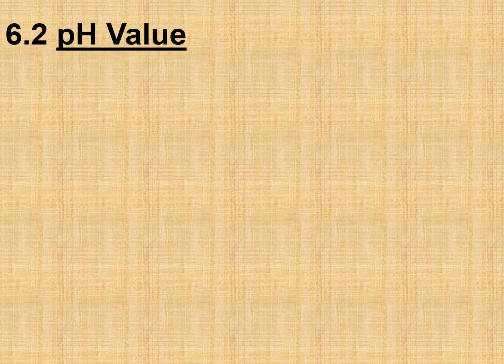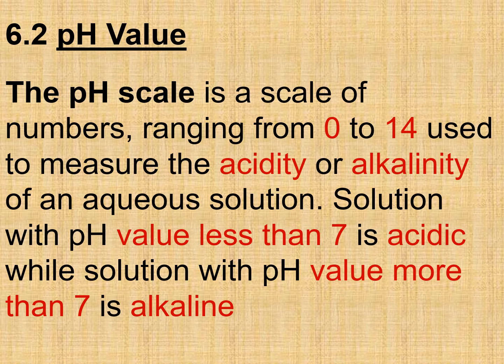pH value. The pH scale is a scale of numbers ranging from 0 to 14 used to measure the acidity or alkalinity of an aqueous solution. Solution with pH value less than 7 is acidic, while solution with pH value more than 7 is alkaline. It is well known in lower form, about the pH value and so on.